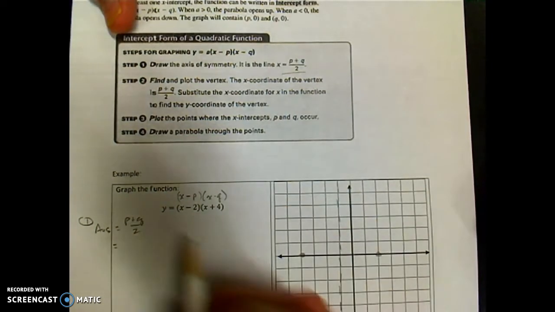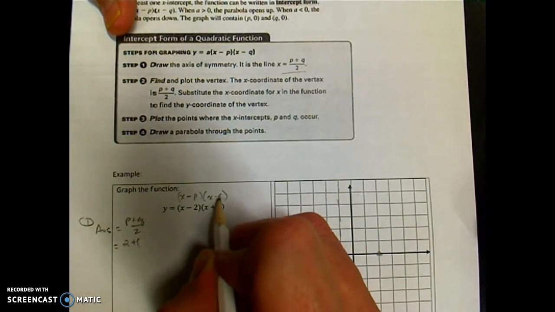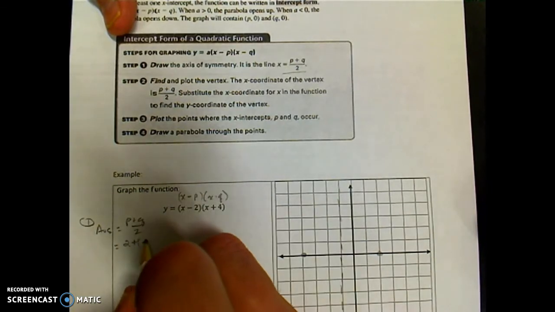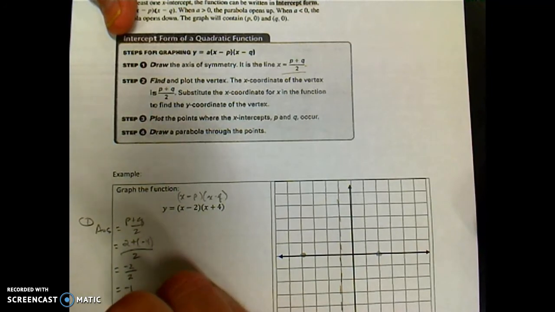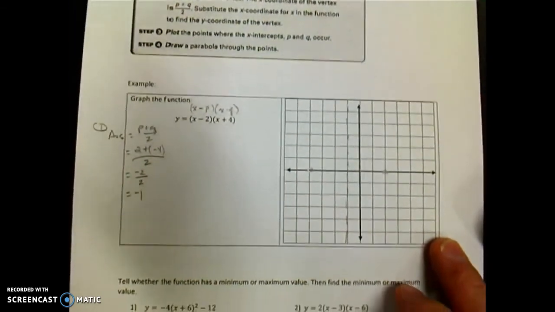So let's see what we've got here. Here I can see my p is 2. My q is negative 4. X minus q, this is x minus negative 4. So 2 plus negative 4 is negative 2, over 2. My axis of symmetry is negative 1, just as we guessed over here.